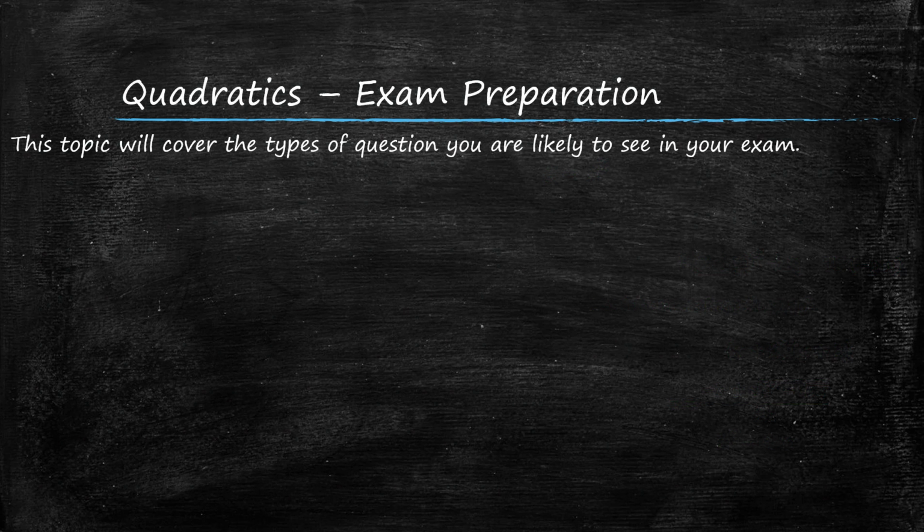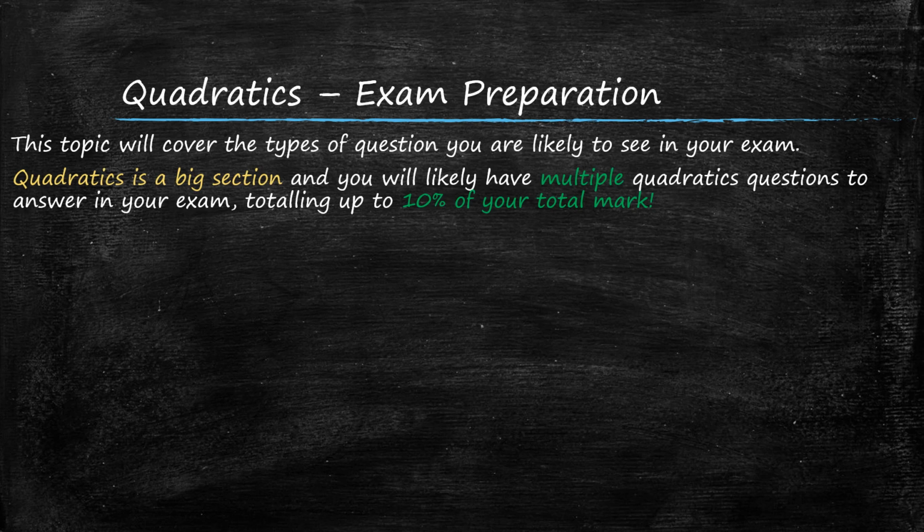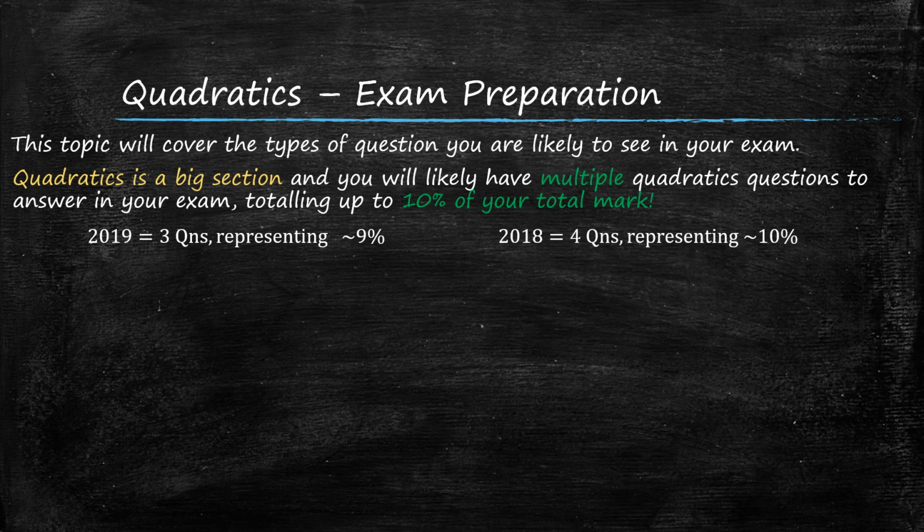This topic will now cover the types of question you're likely to see in your exam. Now, quadratics is a big section, and you'll likely have multiple quadratics questions to answer in your exam, totaling up to 9 or even 10% of your total mark. For example, in 2019, there were 3 questions representing approximately 9% of the marks in the exam. And in 2018, there were 4 questions representing up to 10% of the exam's marks.